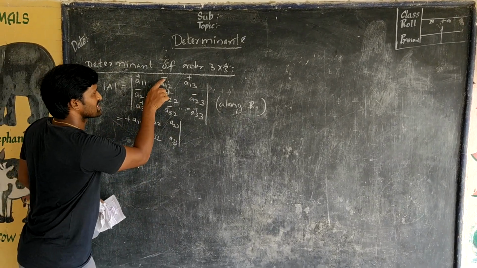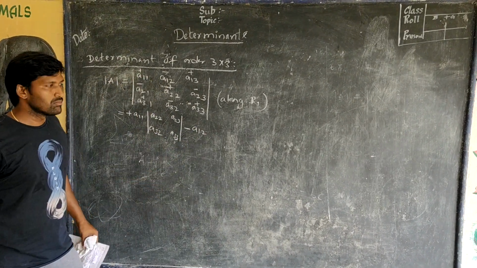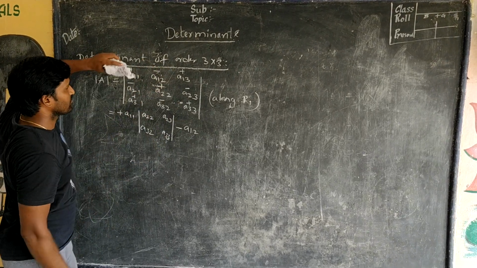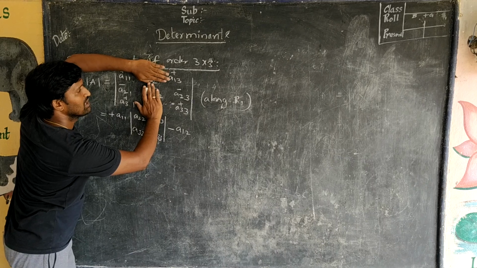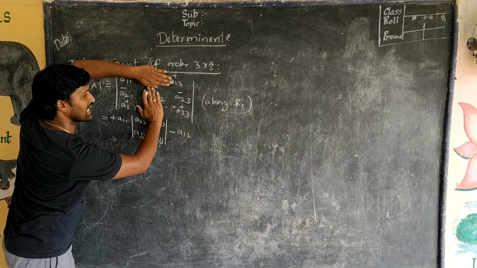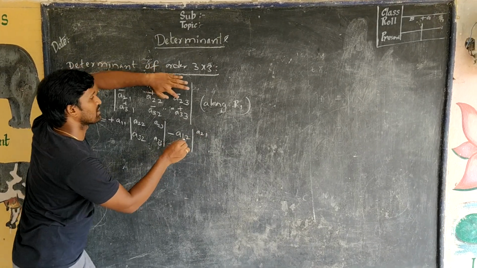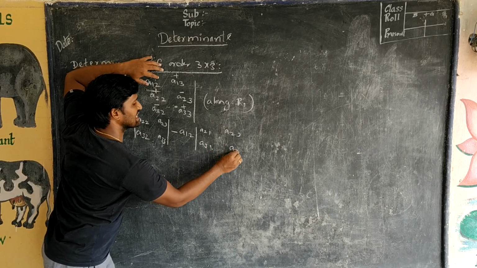Next, what is the sign for the next element? Minus. What is the element here? A12. Similarly, it lies in the first row, so the first row is deleted, and in the second column. Here the first row and second column are eliminated. What elements remain? A21, A23, A31, A33.